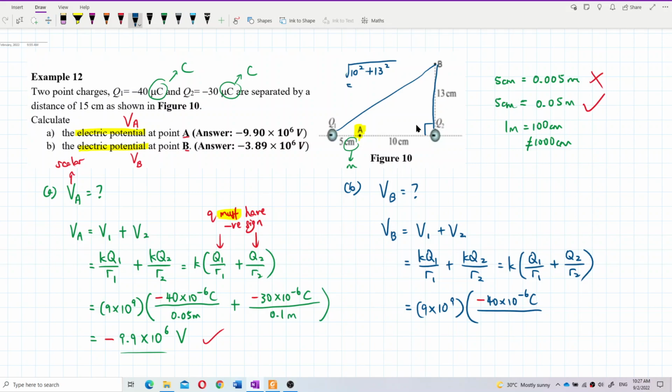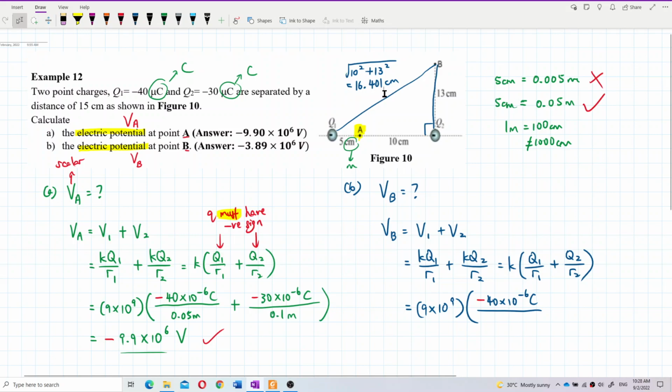So what is this here? 10 square plus 13 square, which is, again, 10 square plus 13 square, and then I insert it. I got 16.401. This is in centimeter. So I change it to meter. So the distance of Q1 to B is 16.401.